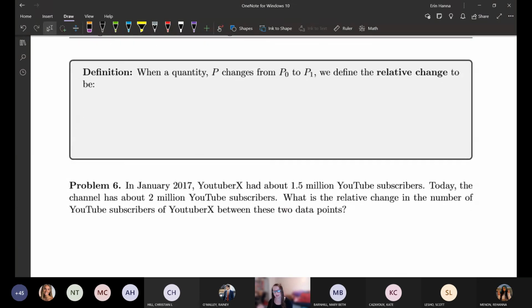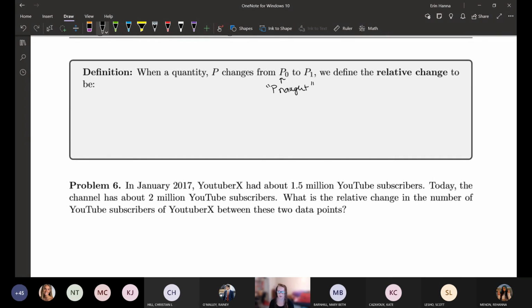Changing gears just the tiniest bit. A new definition: when a quantity P changes from P naught, so if you ever hear me say P naught, I never remember if it's an A or an O. I think it's an A. If you ever hear me say P naught, that's what I mean. I might also say P sub 0, but usually I default to P naught.